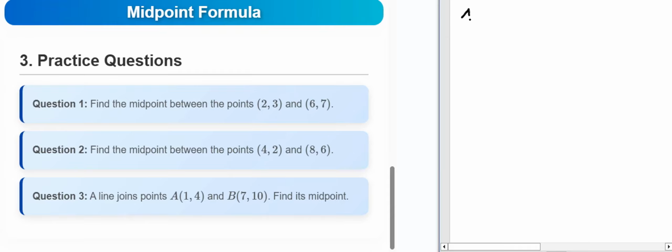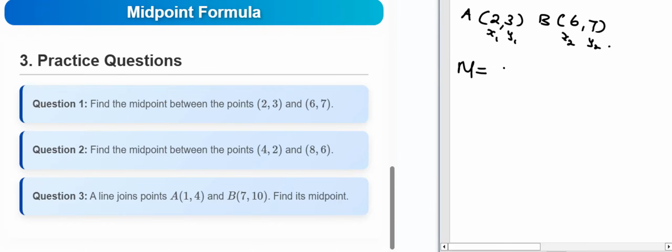So I can call the first point, 2, 3, A, and then the second point, which is 6, 7, I can call B. So this is x1, this is y1, this is x2, this is y2. To get the midpoint of this line with these coordinates, I only need to take (x1 plus x2) divided by 2, comma, (y1 plus y2) divided by 2.